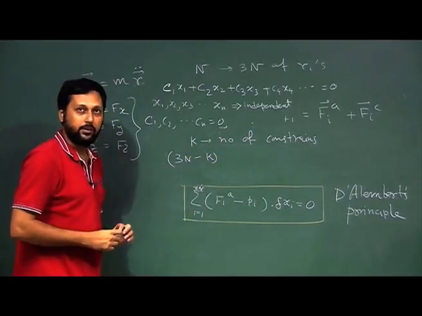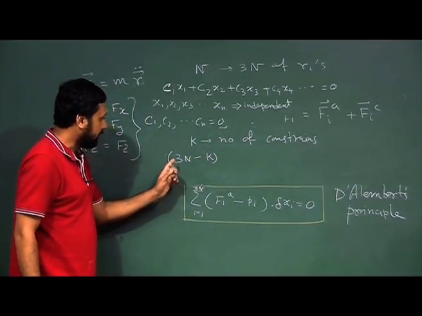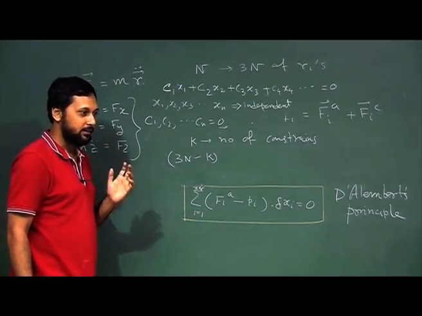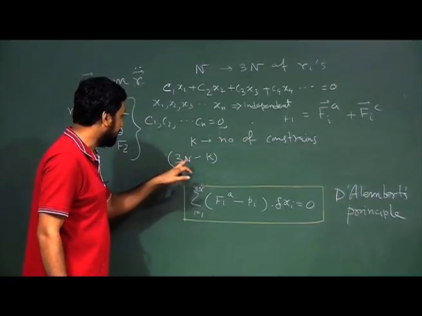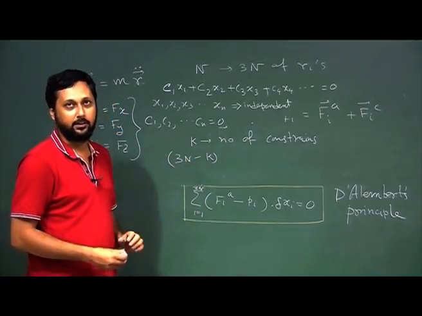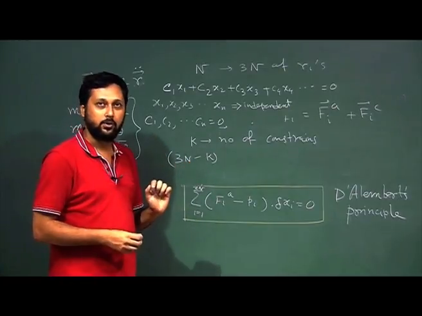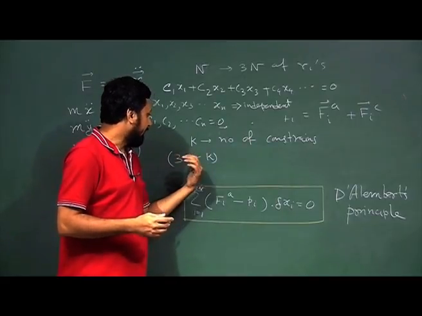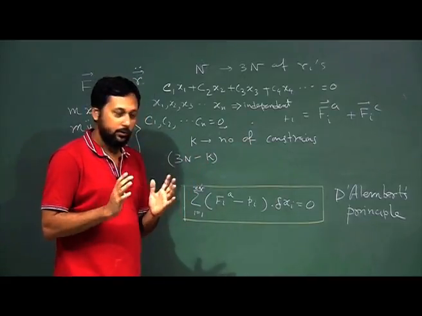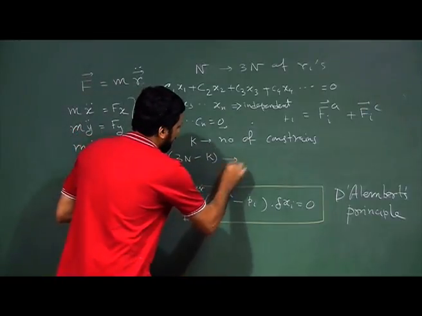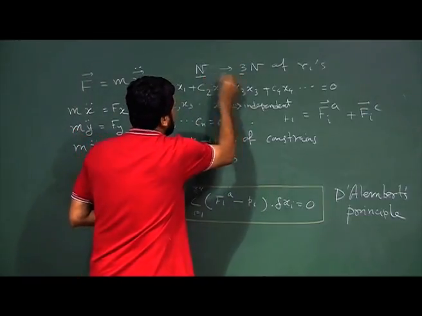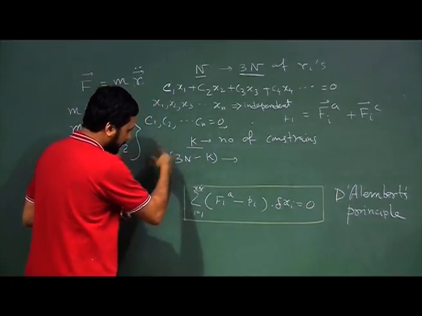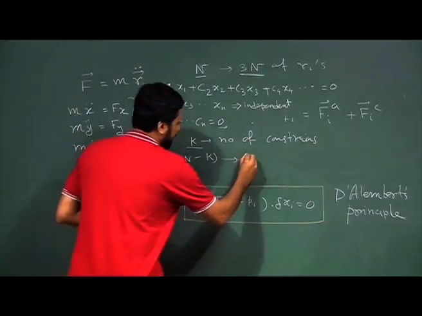We have discussed this already, but this formulation breaks down when we are discussing a rigid body, because n and k both approach infinity there, so this relation is not valid anymore. But in general, for a system of particles where n and k are both finite, we can always write that for a system with n particles, that means 3n coordinates, and k constraints, the total number of independent coordinates will be 3n minus k.